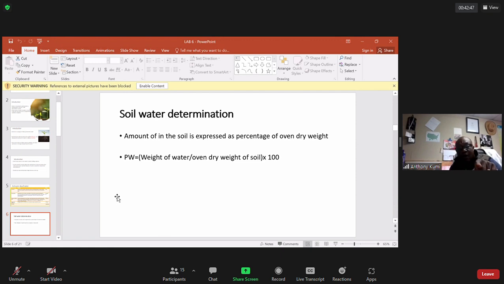Because remember, all that we have done, we've calculated for saturation, field capacity, hygroscopic coefficient, and oven dry soil. We didn't calculate for permanent wilting point. So that is what we are going to get from your graph by extrapolation. Okay? Any question?